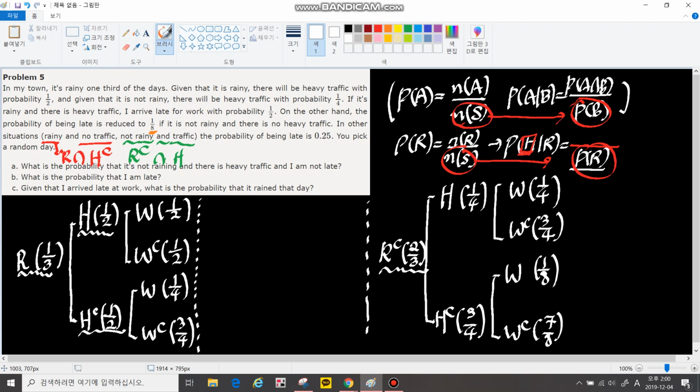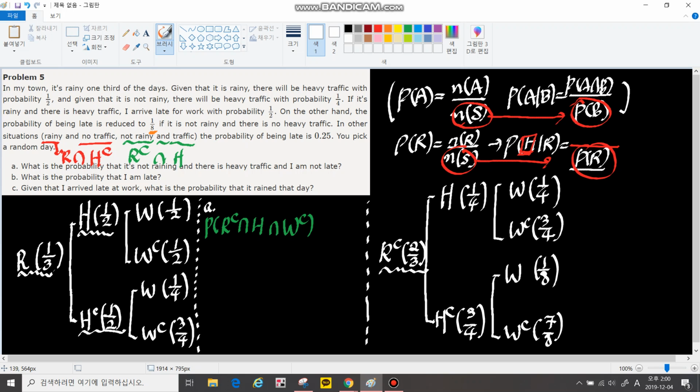Okay. A, it says, what is the probability that it is not raining and there is heavy traffic, and I'm not late? Okay, let's rewrite that. The probability that it is not raining, which is R complement, and there is heavy traffic, H, and I'm not late, therefore W complement. We're looking for this. Then, I can solve this mathematically, and I can solve this just by looking at this tree diagram. I'll do both.